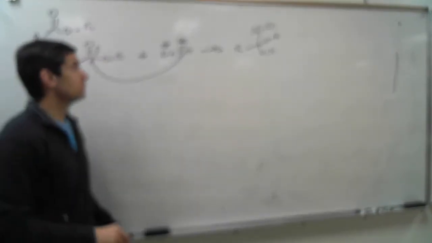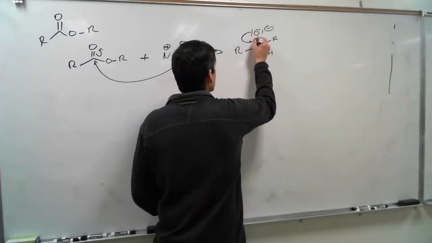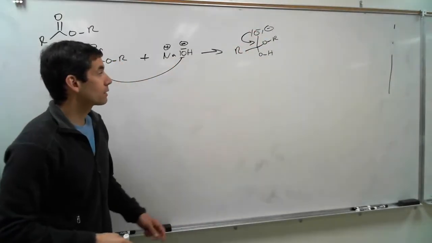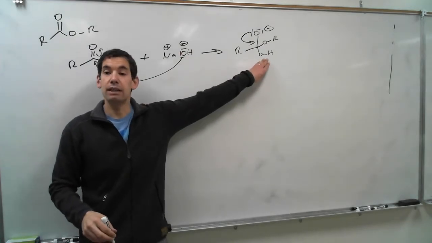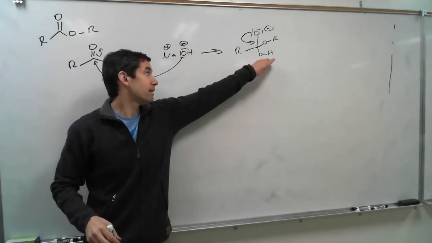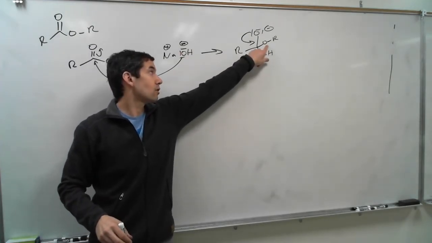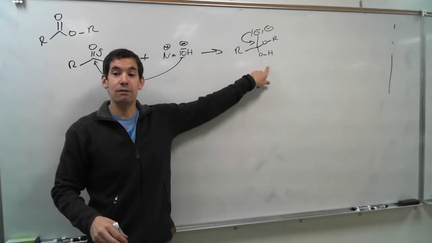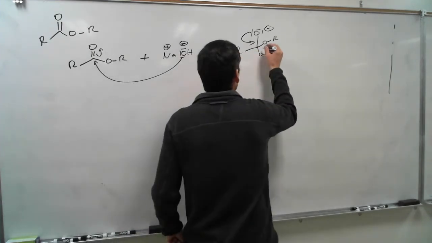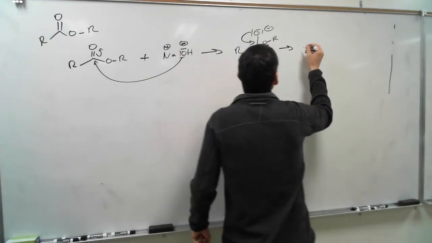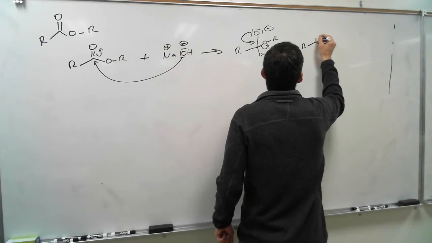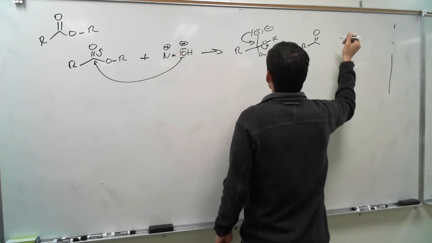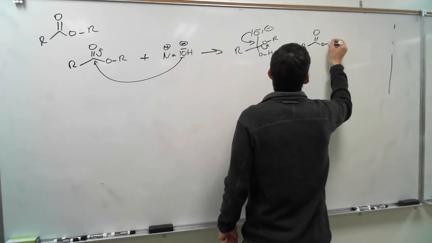What do you think is going to happen now? As the electrons come back down, we're going to kick off a group. Now, remember, we talked about the OH group not being a very good leaving group at all, very bad. But compared to the OH, this OR group is actually going to be a fairly good leaving group. So that means that this OR group is going to be kicked off, and we get to this species here.